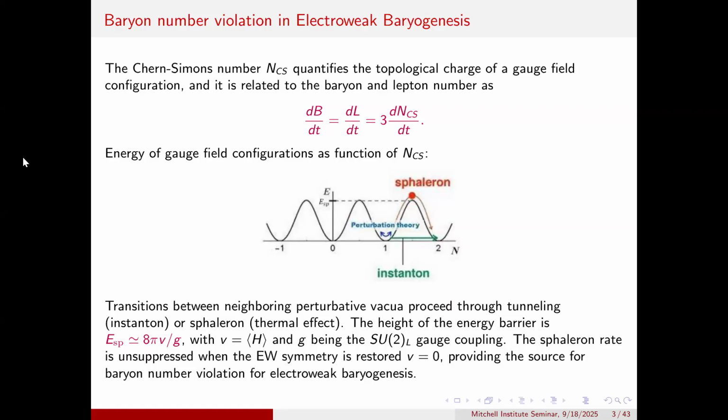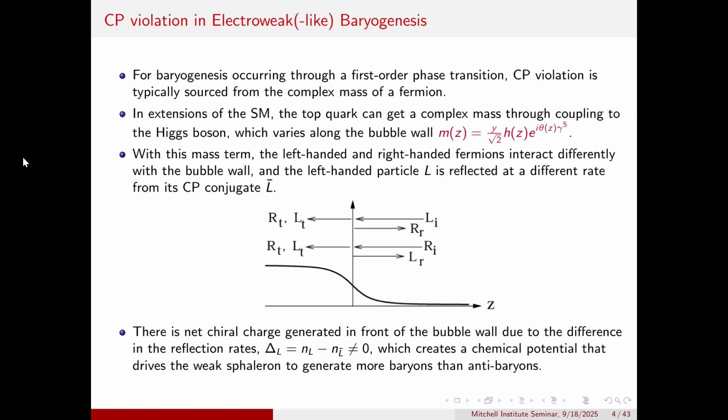From this, we can see that the sphaleron rate is actually unsuppressed if v is equal to 0. This provides the source for baryon number violation in electroweak baryogenesis. In that case, the gauge field for us would be the SU(2) gauge field. So this is the baryon number violation we have available in the standard model. Now the second condition is the CP violation.